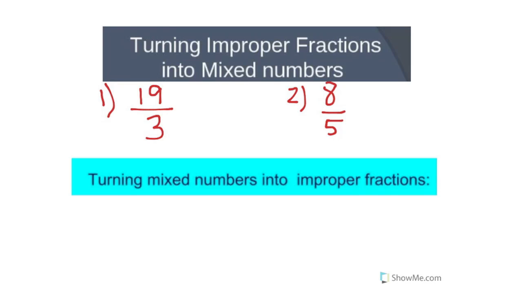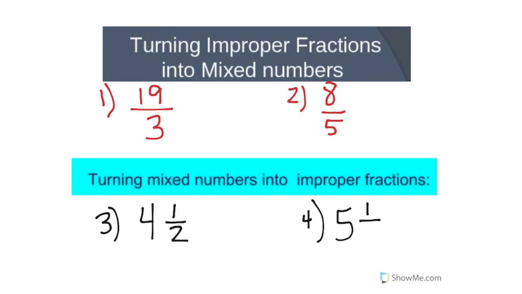And then go ahead and turn these mixed numbers into improper fractions. 4 1/2 and 5 7/8. All right, go ahead and turn those mixed numbers into improper fractions. How do we do that? Go around the world. Multiply and then add. Denominator stays the same. Good luck, guys.